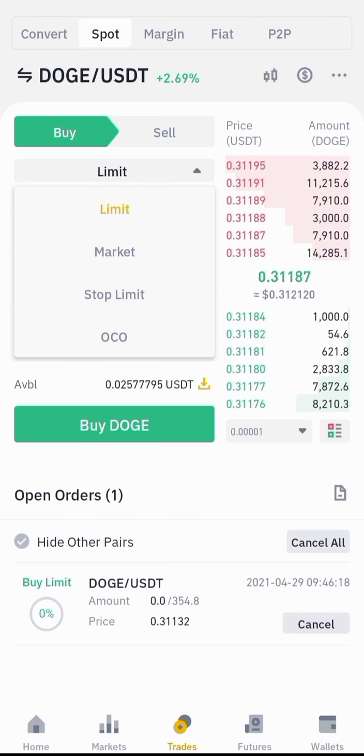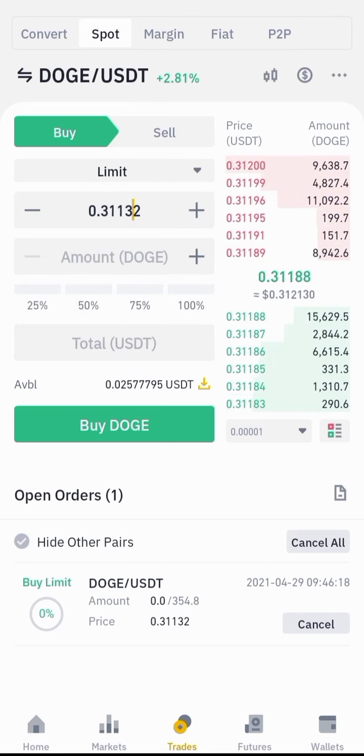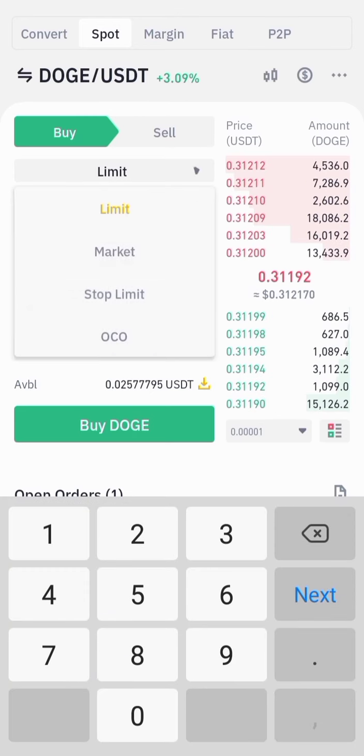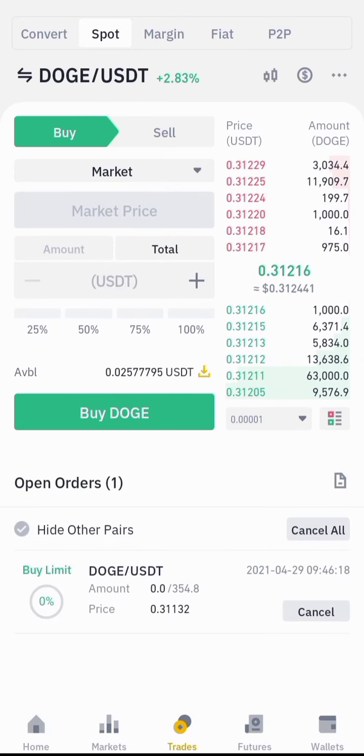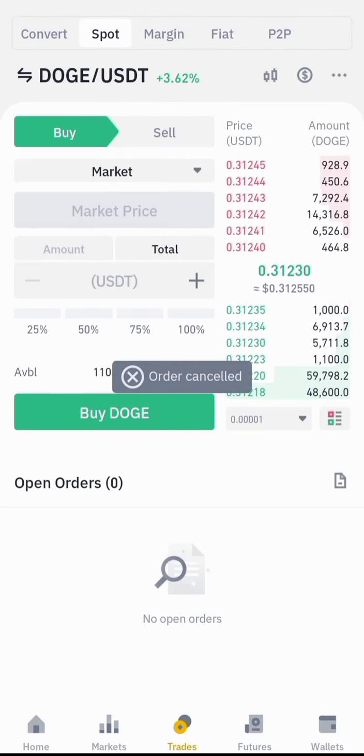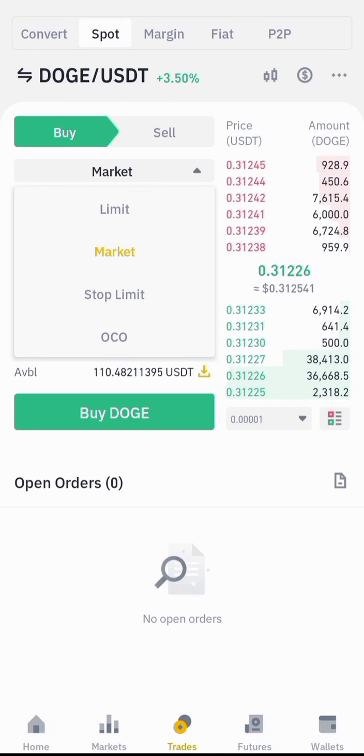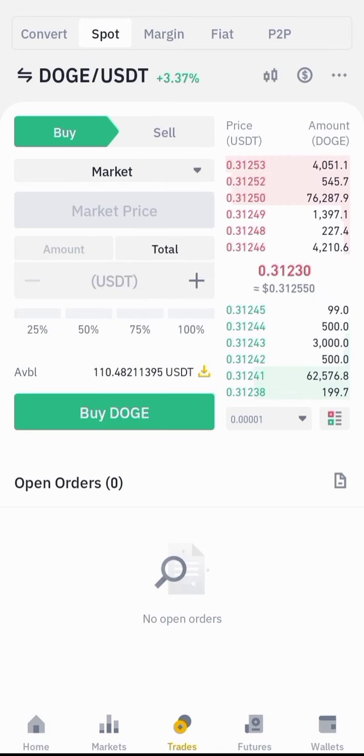if you just want to buy, you can use a market order. The difference is that when you use a market order, you get charged a transaction fee, as opposed to using the limit order. So I think I'll cancel this. If you use a market order, it fills for you immediately. So this is a market price. It gives you the current market price.